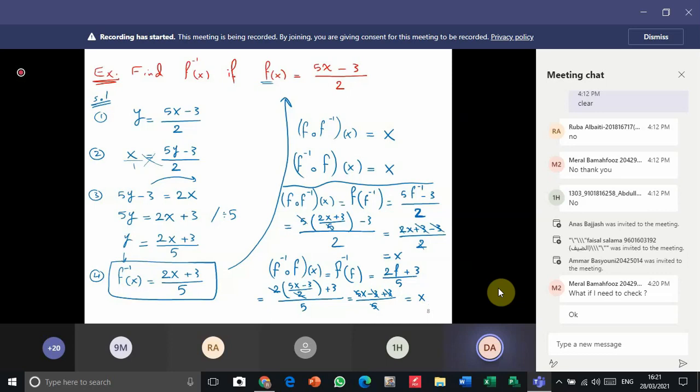Okay, this is to check. Must we check this one and this one? We must check both f composite g and g composite f, or f composite f inverse and f inverse composite f.